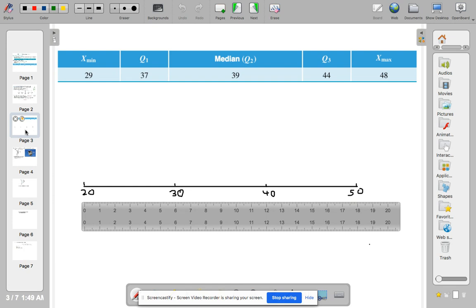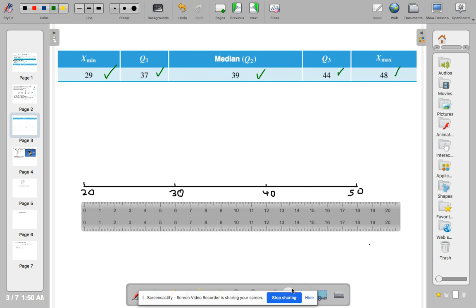So let's draw our first box plot. Here I've got my 5-figure summary. In a question in a moment we'll actually work this out, but in this one it's already worked out for us. We've got our 5 figures: minimum, lower quartile, median, upper quartile, and maximum. You can see I've drawn up a scale here, 20 to 50, and I've used a ruler underneath.